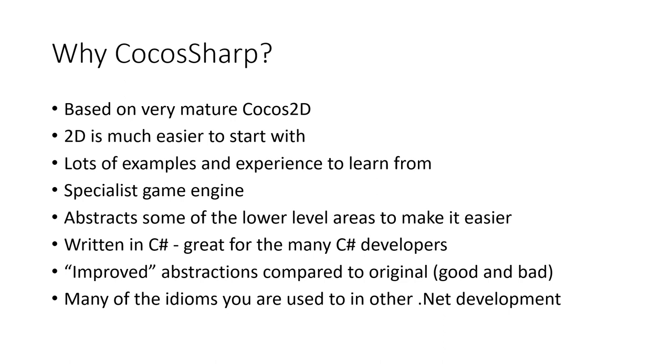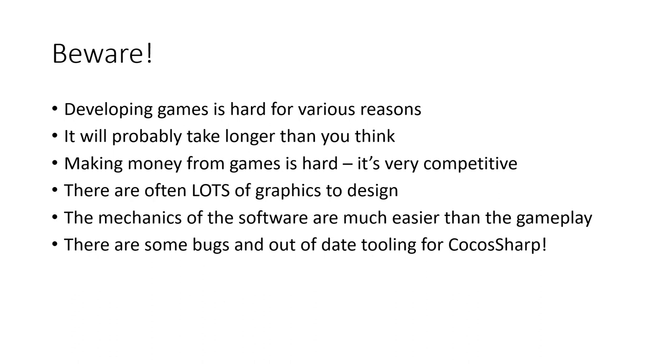You might find code, say, from Coco2D to do something, and then when you try and do it, you say, oh, these classes don't exist here, or that method doesn't exist for some reason. So there's a big list of key differences on the CocosSharp website to be aware of. But you'll probably have to deal with those as you come to them. And being a .NET framework, many of the idioms you're used to, like event-based programming and async and all that kind of stuff, are all there and available in CocosSharp.